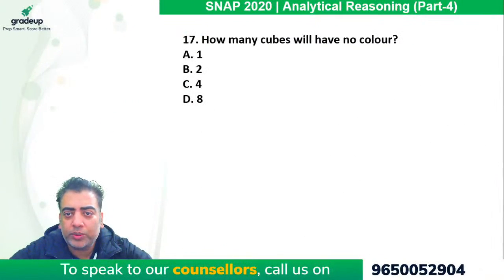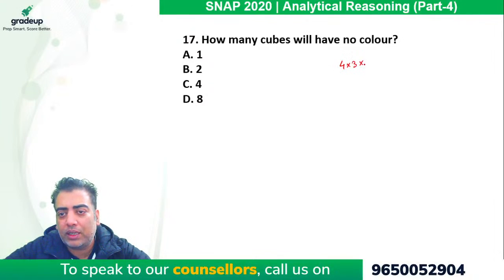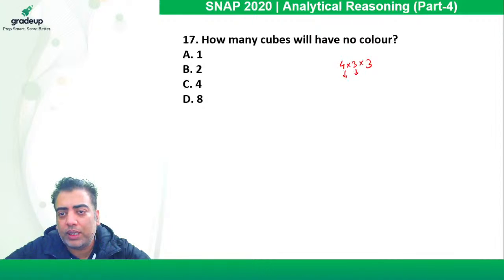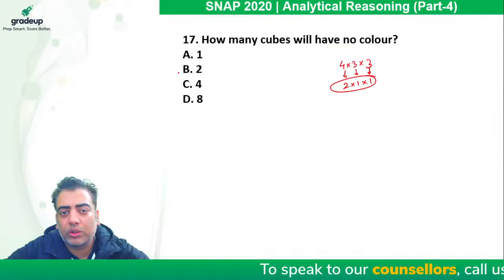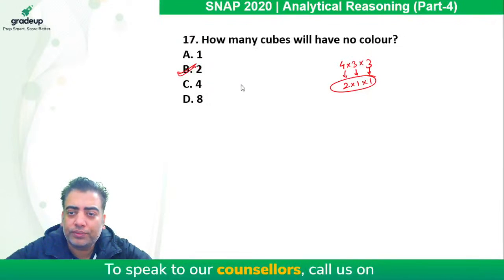How many cubes will have no color? As the dimensions are 4 by 3 by 3, just subtract 2 from each of the values. It comes out to be 2 into 1 into 1, which is a total of 2 cubelets.